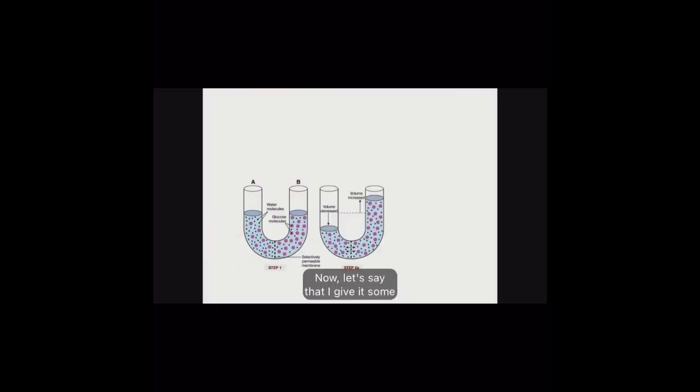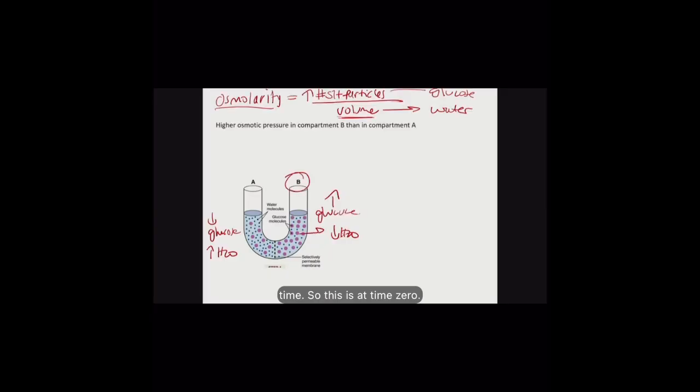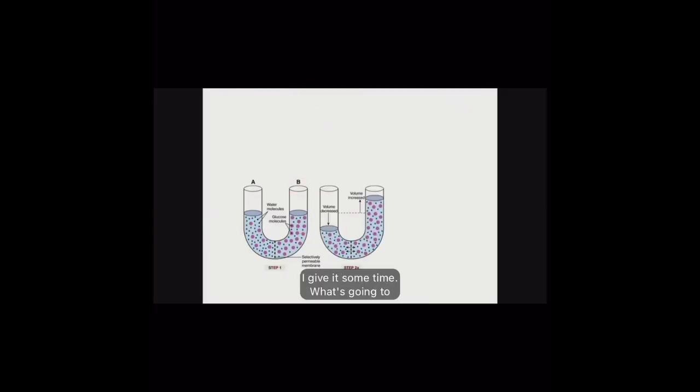Now, let's say that I give it some time. So this is at time 0. I give it some time. What's going to happen is because that selectively permeable membrane has a pathway for water, right? So this membrane right here is a pathway, and it's open for water but not for glucose. So glucose cannot cross because we don't have a pathway.